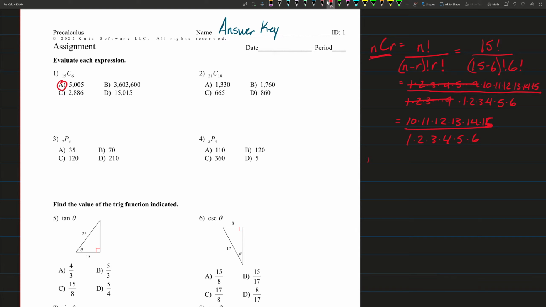Same thing for number 2. I'll do this a little bit quicker. So 21 choose 8. That's 21 factorial over 21 minus 8 factorial times 8 factorial. You could do it like I did up above, or you could go to a calculator. I believe that's in math, and then combinations, and there should be a combination button. If you click that, you should get something that looks like this. Fill those in, and it should give you the answer. So if we do 21 choose 18, we get 1330.